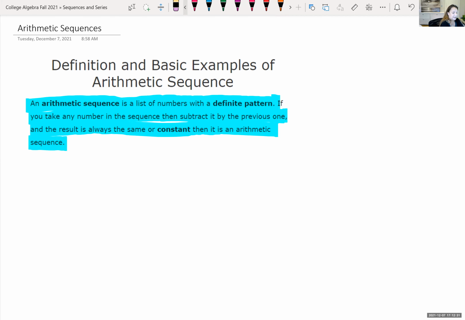So let's write that mathematically. It's saying that if we take a term in the sequence, let's just call it a sub n, and subtract off the term right before, which is a sub n minus 1, we're always going to get some common difference, the same constant. For an arithmetic sequence, they call that d. So d is called the common difference.